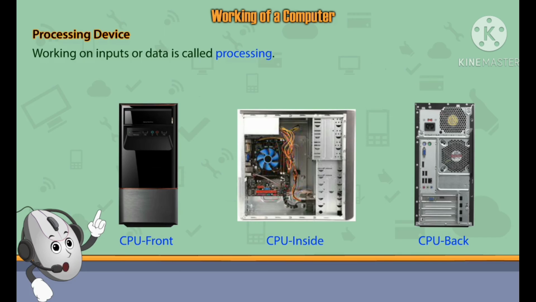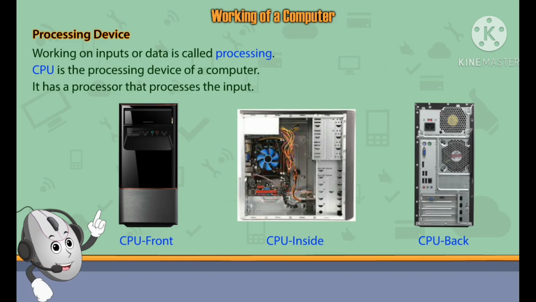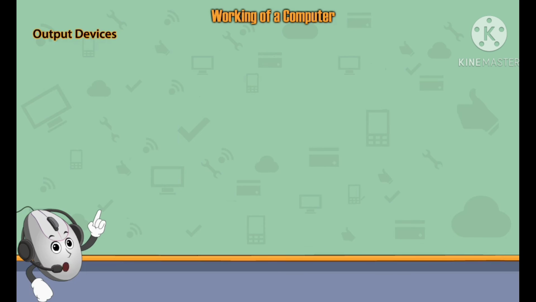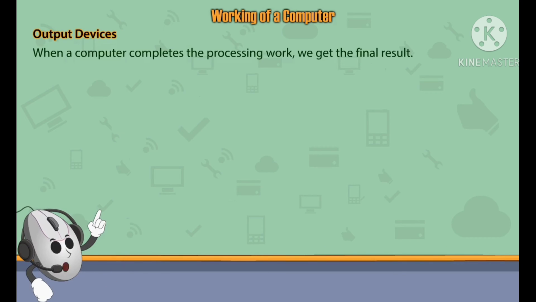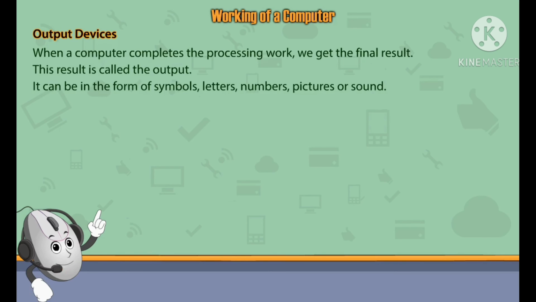Processing devices. Working on inputs or data is called processing. The CPU is the processing device of a computer. It has a processor that processes the input. Output devices. When a computer completes the processing work, we get the final result. This result is called the output. It can be in the form of symbols, letters, numbers, pictures, or sound.